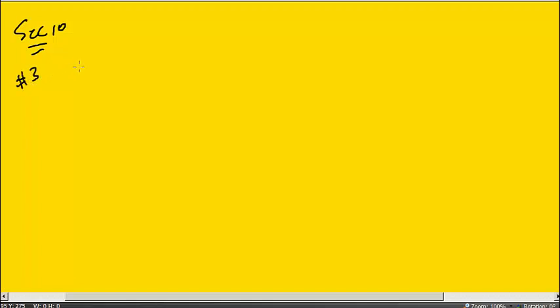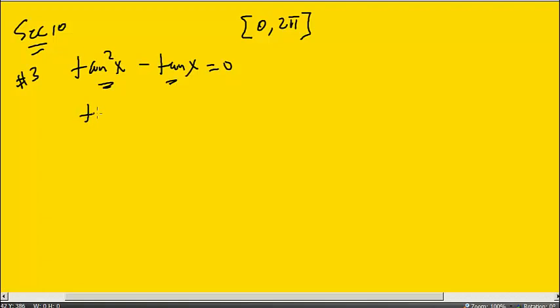Okay, number 3, you're given tan squared x minus tan x is equal to 0, and they're asking us to solve for x on the interval 0 to 2 pi. That's my domain restriction. So it's a quadratic, so I need to factor out a tan x. That will leave me with a tan x from this, and then minus 1 from my second term.